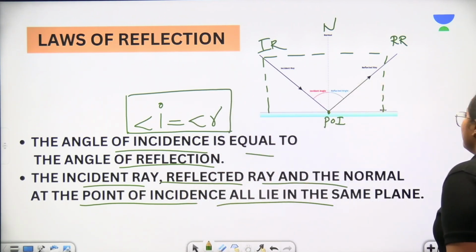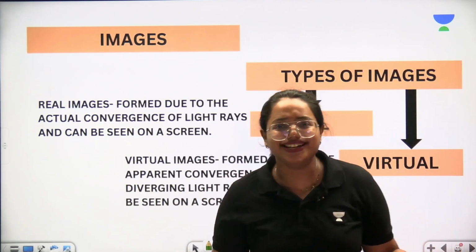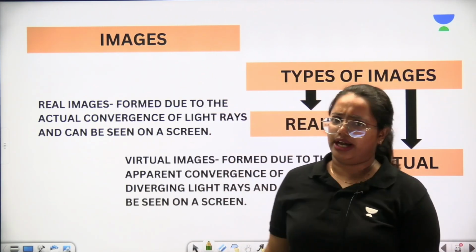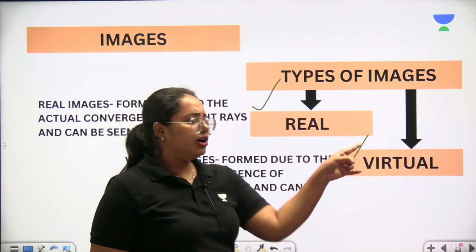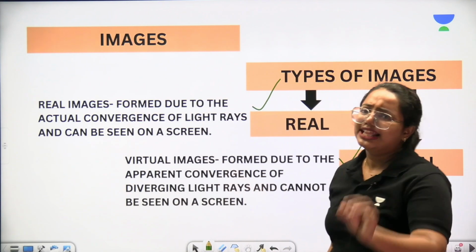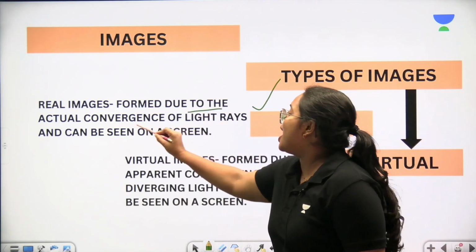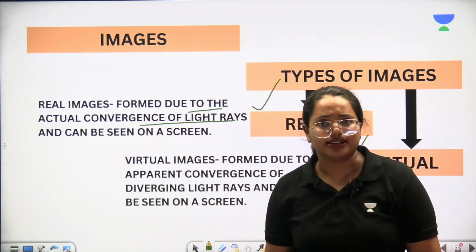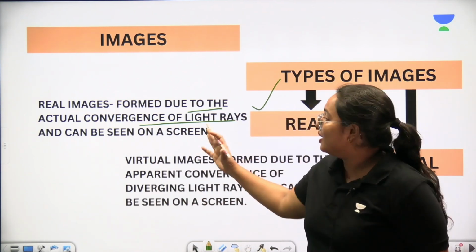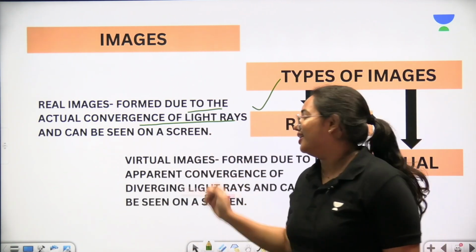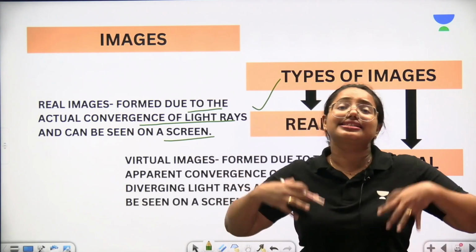And now we are moving towards the next one. It's all about images. Images are of two types. What are they? Real images and virtual images. What is meant by a real image? These are formed due to the actual convergence of light rays. Here the light rays are actually converging, and therefore this can be seen on a screen. Real images can be seen on a screen.